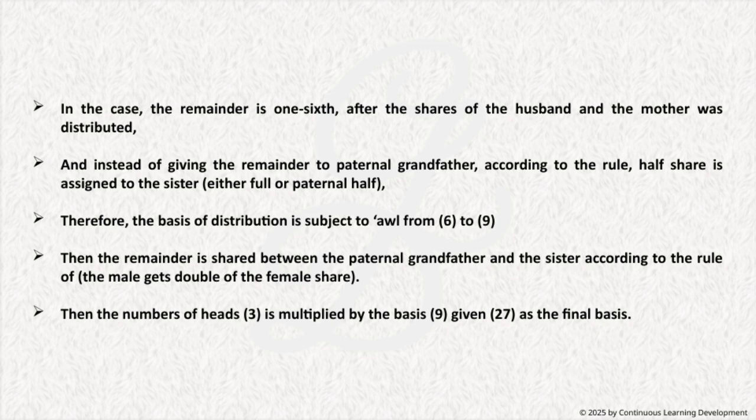Next, the remaining part of the estate is shared between the paternal grandfather and the sister. Remember, the rule here is that the male receives double the share of the female, which influences how the distribution is divided. To determine the final distribution, we multiply the number of heads, 3 in this case, by the basis, which is 9, giving us a total of 27. This final number, 27, represents the basis for the distribution.